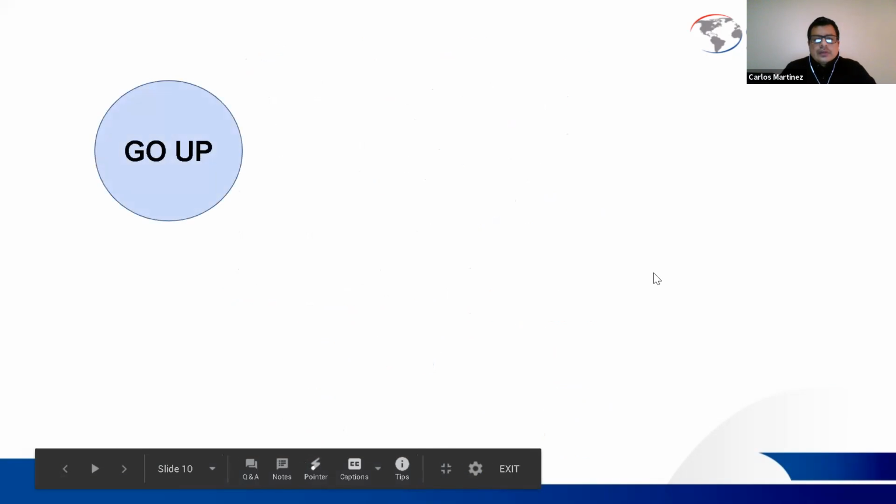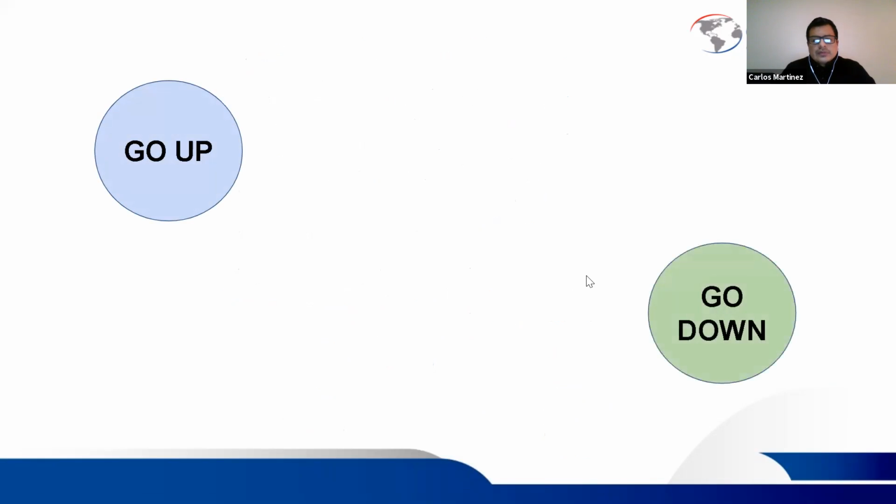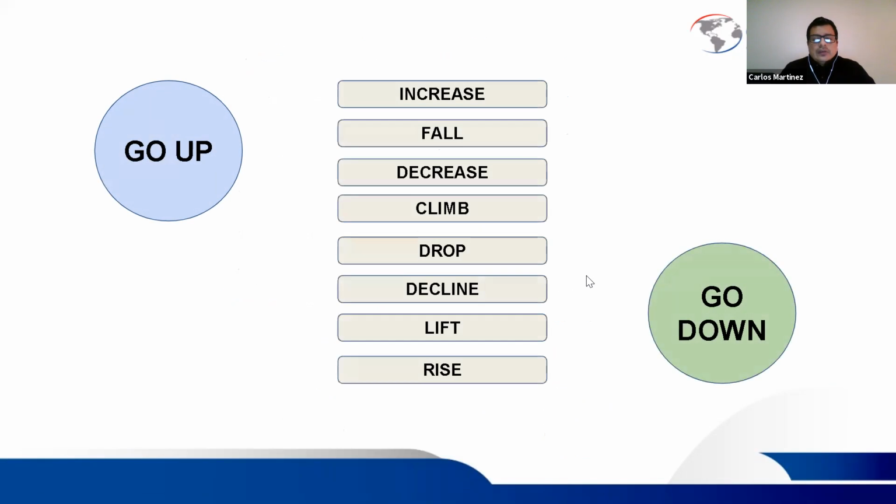Now, some words can represent go up and some words can represent go down. For example, we have increase, fall, decrease, climb, drop, decline, lift, and rise. Now, which ones go up? For example, increase. Increase means when something is going up. Then we have also climb, something is going up. We have rise, again, something is going up. And finally, lift. All these expressions mean that something is going up.